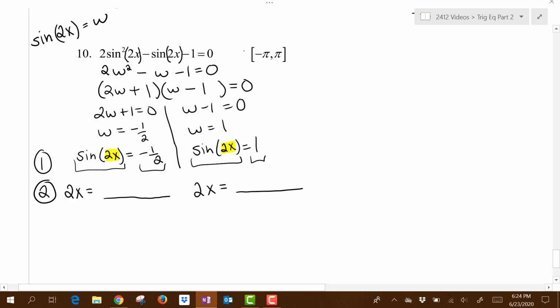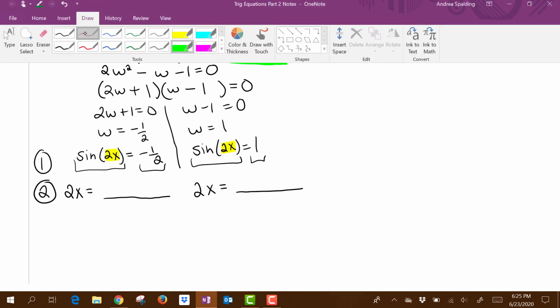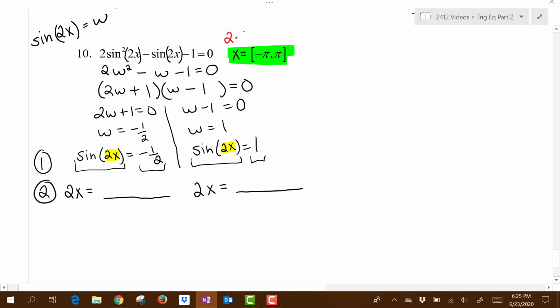But another requirement here is to solve within the adjusted interval. So the original interval that we were asked to solve for x in, so remember this is just for x, is negative pi to pi. So we want to solve for 2x for both, so we're going to multiply through every quantity by 2. Alright, so our adjusted interval to solve for 2x then is negative 2 pi to positive 2 pi.